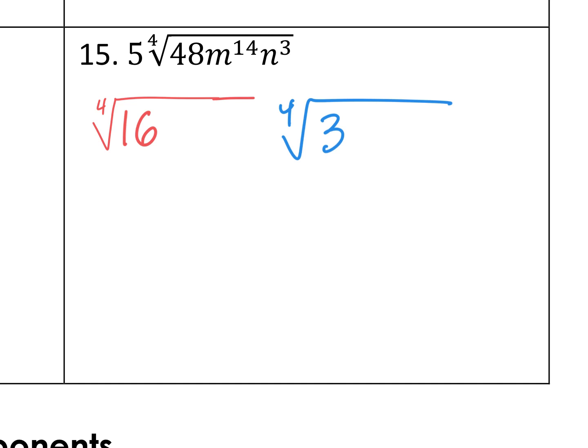Okay. Moving on. m to the 14th. Is 14 divisible by this index of 4? Does it divide evenly? No. But what's the next closest number that would? 12. Okay? You're trying to take as many as possible that would be divisible by 4. So 12 is the next closest to 14, with how many left over? 2. And now n to the 3rd.